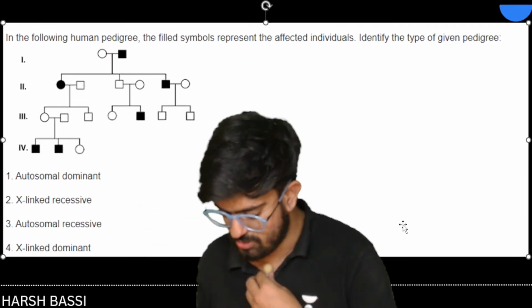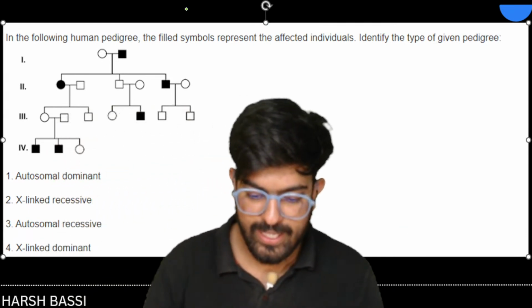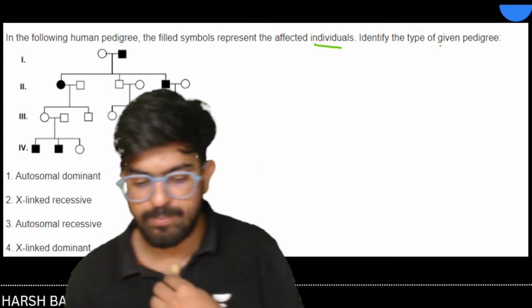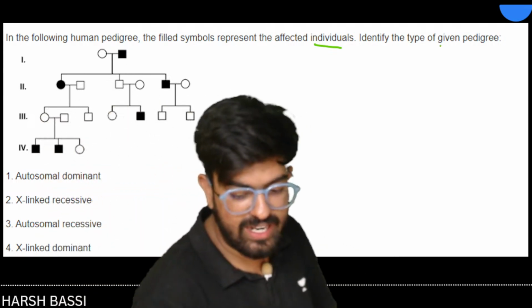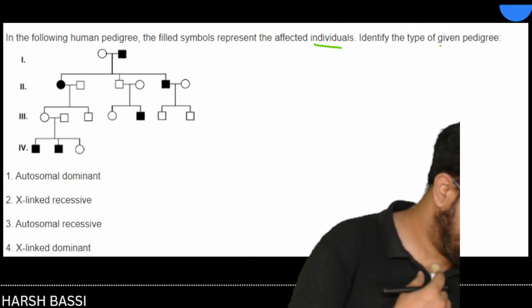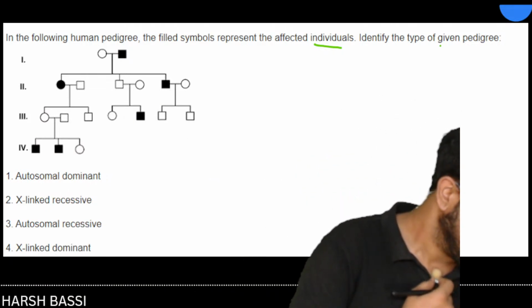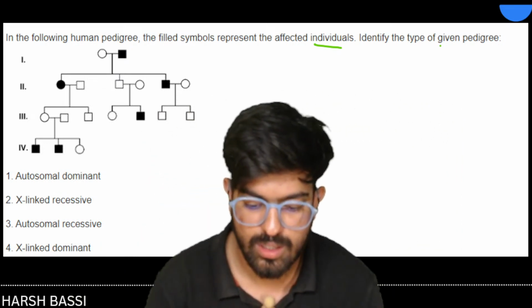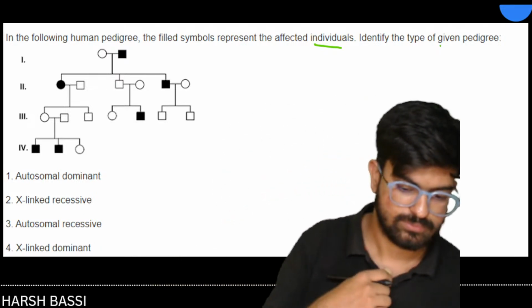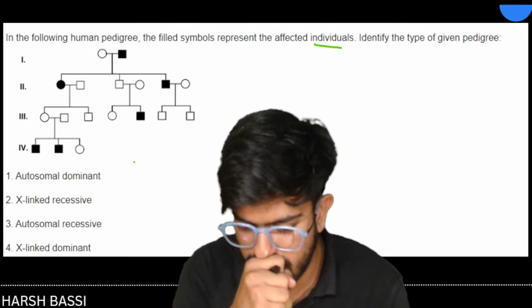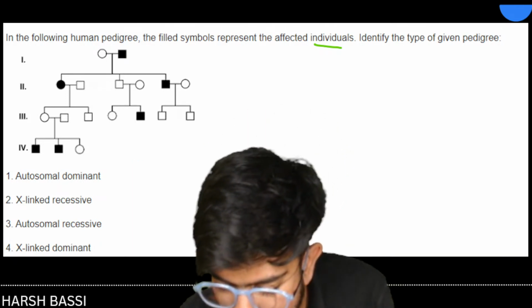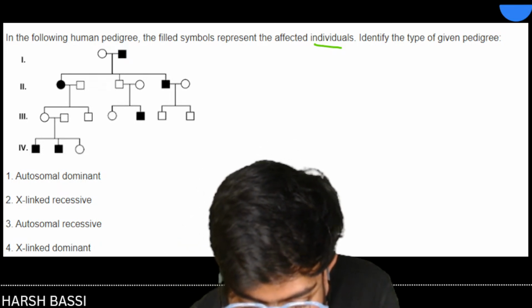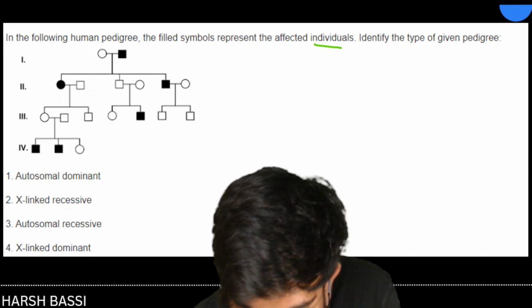In the following human pedigree, the filled symbols represent the affected individuals. Identify the type of given pedigree.